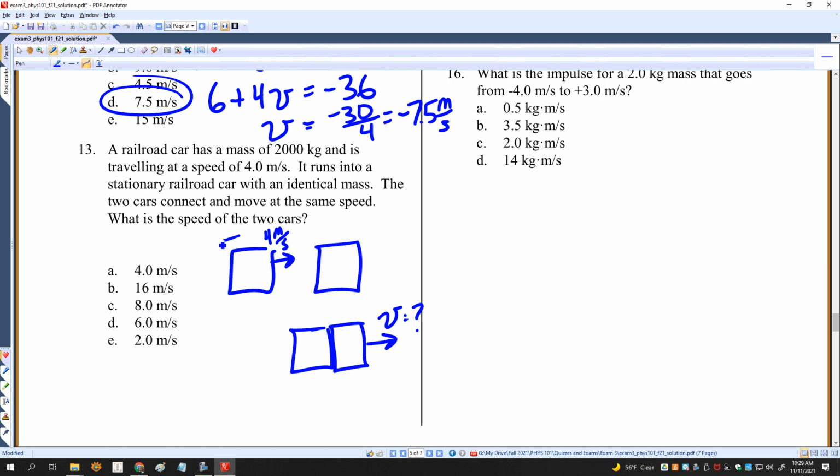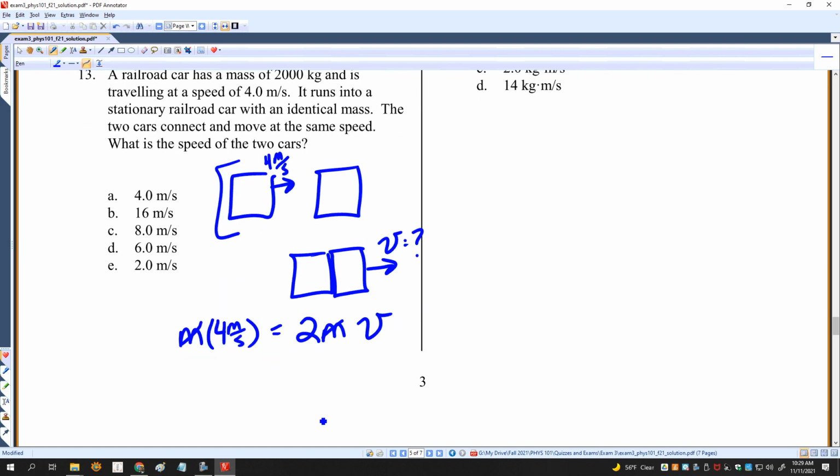Well, here I have a momentum in this case of m times 4 meters per second. This one doesn't have any momentum. Then it's going to be equal to 2m times v. Notice the m's cancel. That's why I didn't put in the 2,000 kilograms. So v is going to equal 2 meters per second. It goes half as fast.